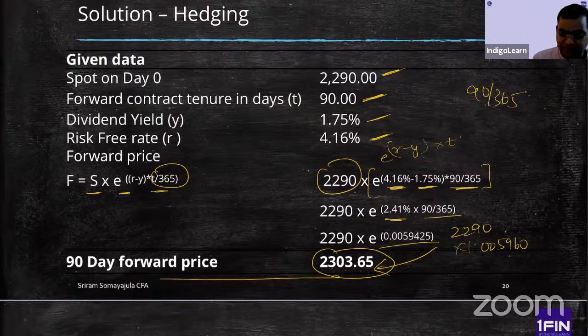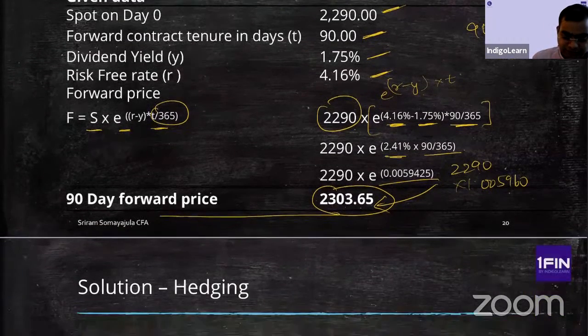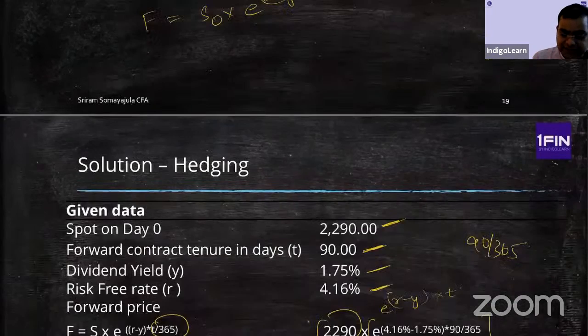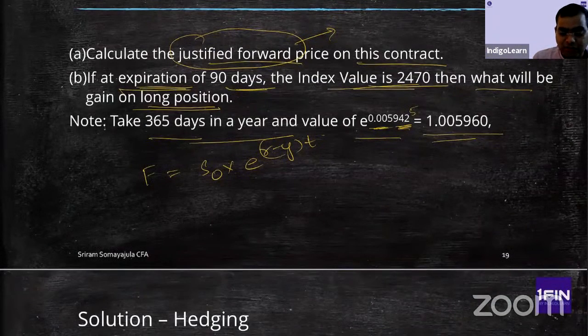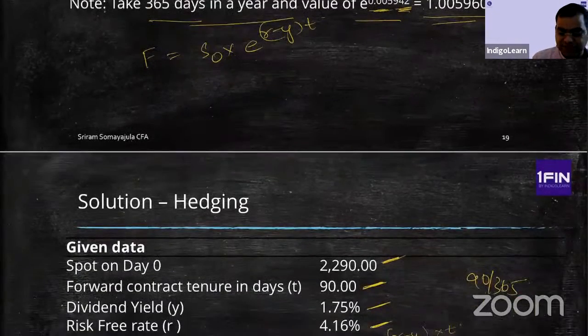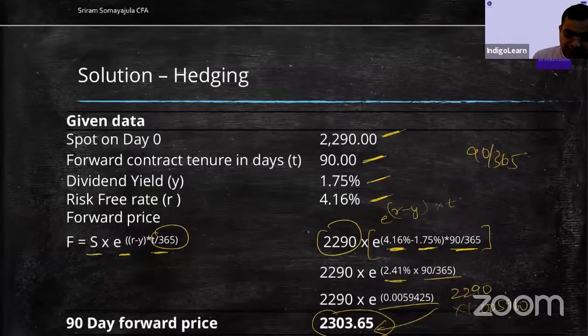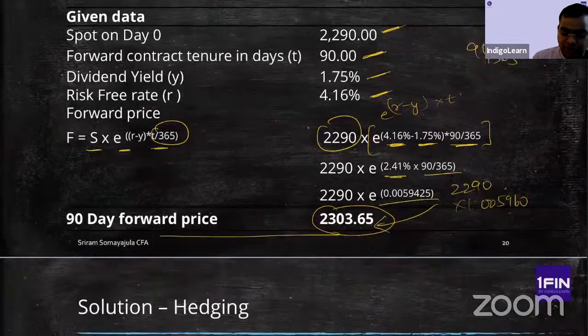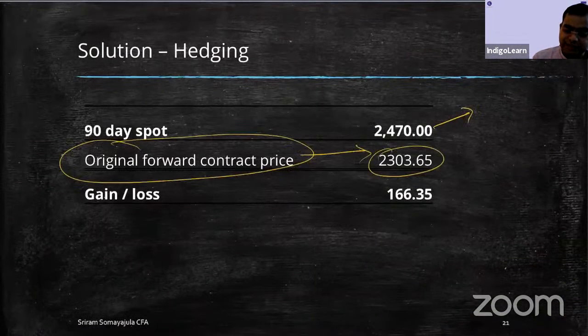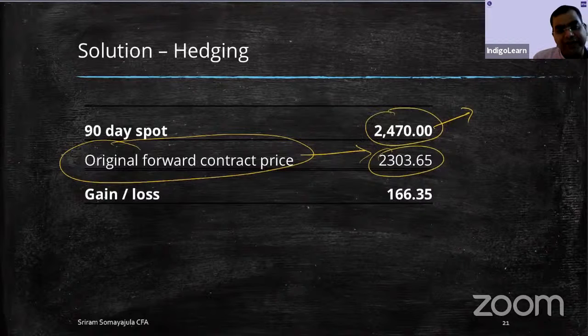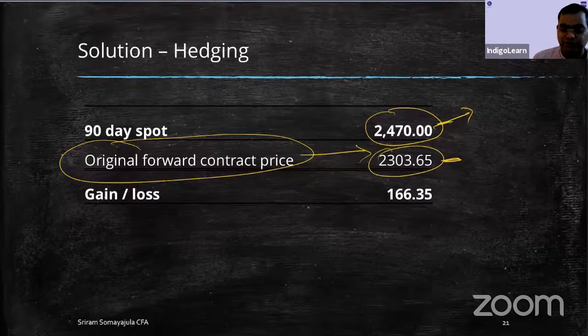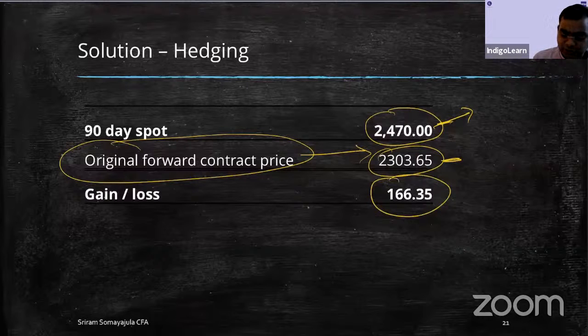Now, what is the second part of the question? If at expiration date on 90 days the index value is 2470, then what will be the gain on the long position? After 90 days, you have entered into a forward contract at 2306. The index is now at 2470. So obviously you made a gain because you entered into the contract at a lower rate, whereas the index is now at 2470. So you made a gain of 166.35. How did you get 166.35?